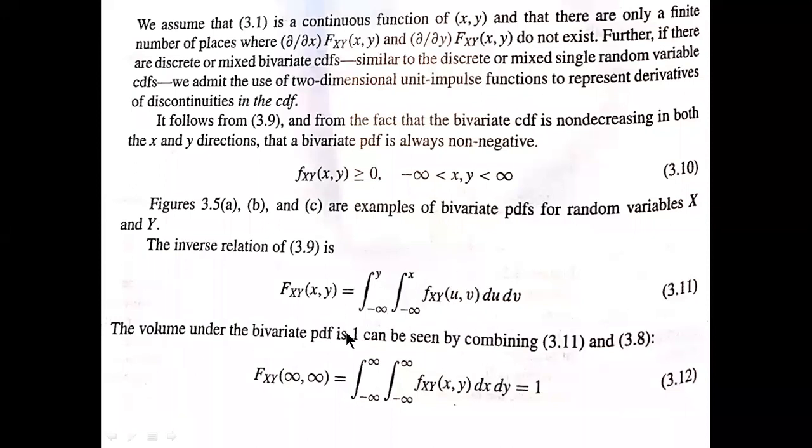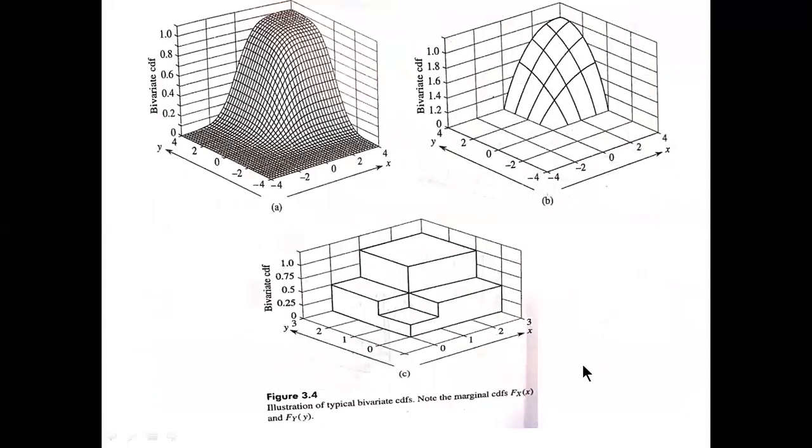The volume under the bivariate PDF is equal to 1, and that can be seen by combining 3.11 with 3.8, and that will be something like this: the double integral from minus infinity to plus infinity. This will be the total probability, which is P of x less than or equal to infinity and y less than or equal to infinity. Again, that will be equal to 1.